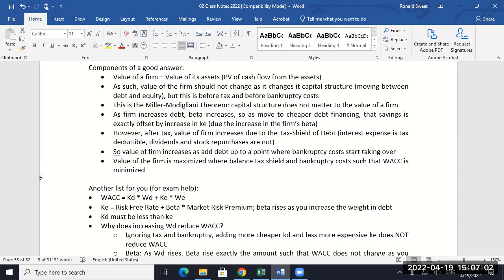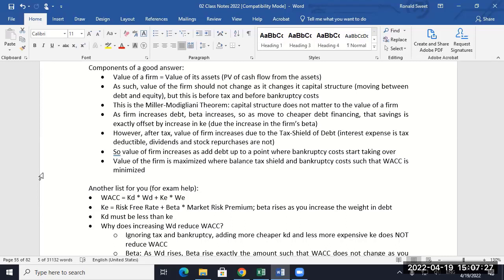So the value of the firm shouldn't change just by shifting between debt and equity, but that's assuming no taxes, no bankruptcy costs. This is the Miller-Modigliani theory. I'd love to see Miller-Modigliani in your answer, because anytime you see optimal capital structure, you'll see their names. Capital structure does not matter to the value of the firm before taxes, before bankruptcies. Why is that? So you need to explain that.